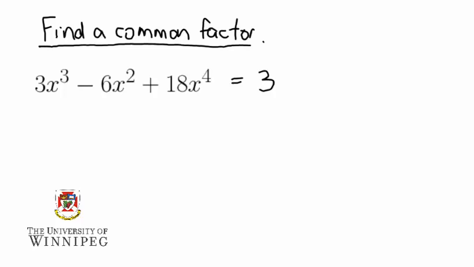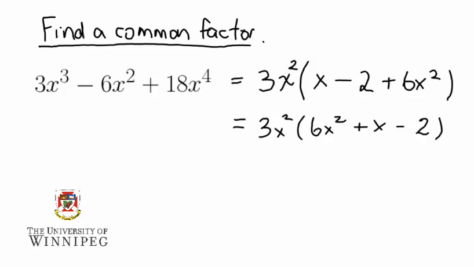Then we can move into the variable portions of our terms, that is x cubed, x squared, and x to the power of 4. Here we take the lowest power of our variable pieces, or in this case we take x squared as part of our common factor. Now we can go back term by term and divide out 3x squared. 3x cubed divided by 3x squared is x. Then we're going to subtract 6x squared divided by 3x squared, that's 2. And finally we add 18x to the power of 4 divided by 3x squared, and that is 6x squared.